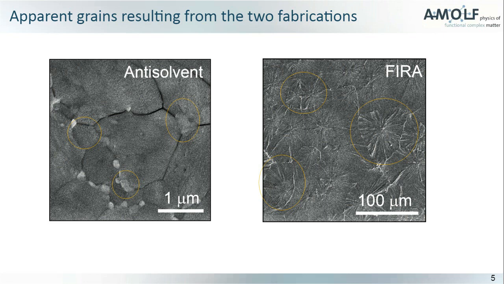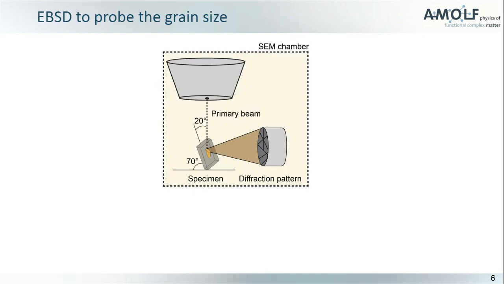So what we saw is that when we make a solar cell out of these two samples, the efficiency was very similar. So what we did was to investigate the grain size with the EBSD. As Matt said just before, the EBSD is an SEM-based technique where you have this primary beam, we have the sample tilted by 70 degrees, and then we can collect the backscattered electrons which undergo diffraction.